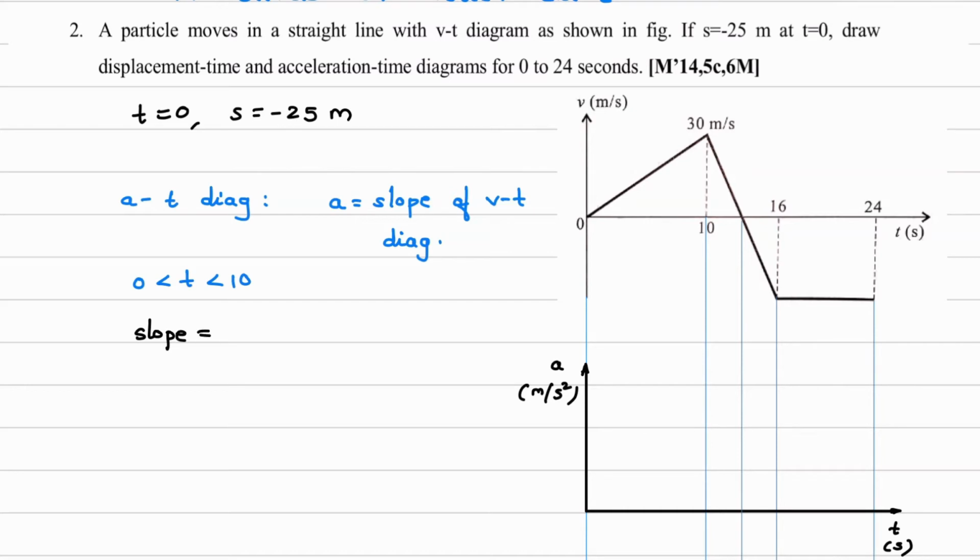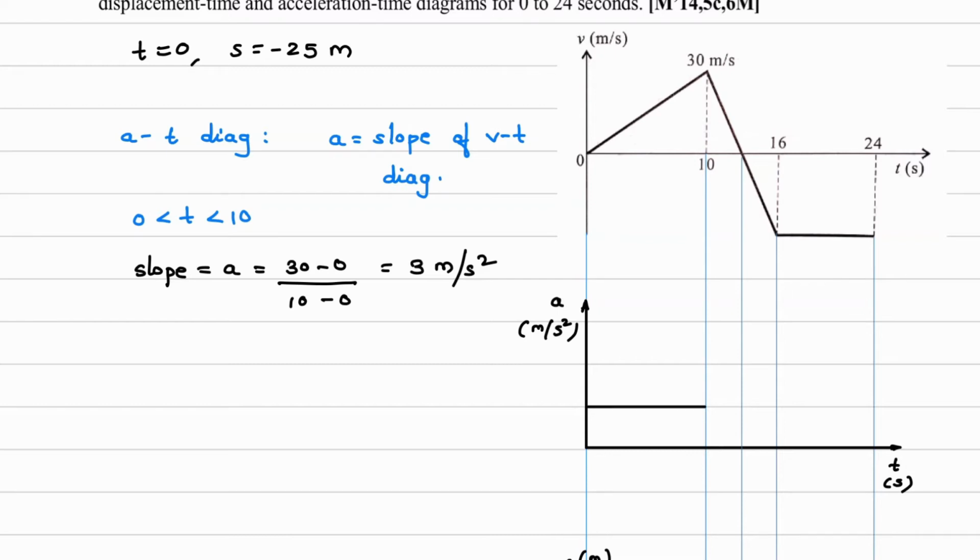In that case the slope is equal to acceleration, which is dy by dx. What is dy? It will be 30 minus 0, divided by dx, which is 10 minus 0. From here we get 3 meter per second square. So for this part we have to draw the acceleration now. It will be like this. The magnitude is 3 meter per second square.